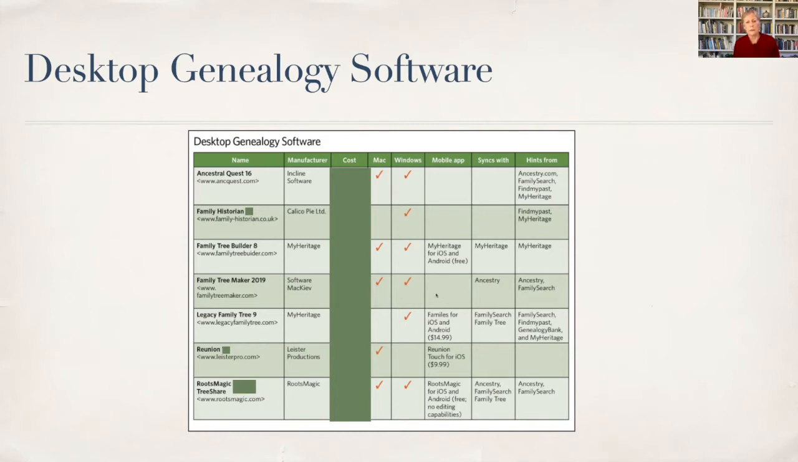And Family Tree Maker syncs with Ancestry. If you have a family tree on Ancestry that you're building with documents, it will drop those documents into your software, which makes it really easy. Legacy does that with FamilySearch. RootsMagic does that with Ancestry and FamilySearch. FamilySearch has a lot of partnerships with software. The cost is usually $50 to $100. It is a more sophisticated way of keeping track of your information.